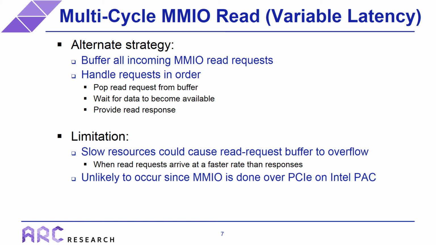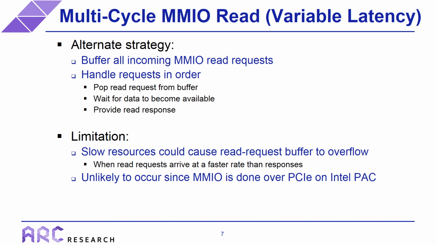So this is a much easier way of implementing things because you don't have to worry about any kind of conflicts, but it does have some limitations. One problem is if read requests come into the AFU faster than you are servicing them, then this buffer is going to overflow and read requests are just going to be lost. Obviously that's bad. The good news is that's unlikely to occur, at least on the Intel PAC, because all of this MMIO is done over PCI Express. So your memory mapped resources would really have to take a long time to provide their data for this input FIFO to overflow.